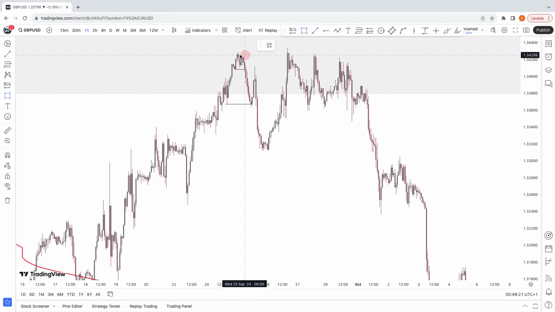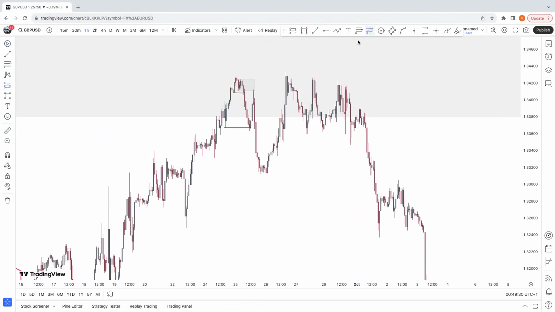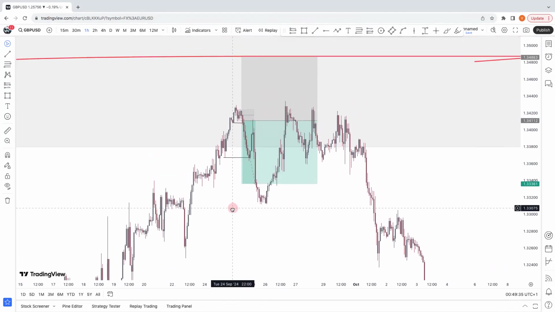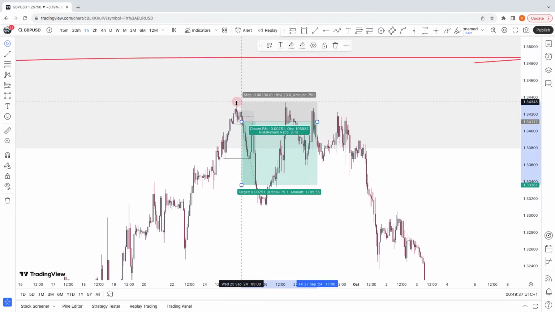Look at what price did. Price came back to the demand zone, to the demand zone that was responsible for that break. So that means we would have caught our first trade here. We would have caught our first sell trade here and would have taken profit from it. This would have been our first trade.